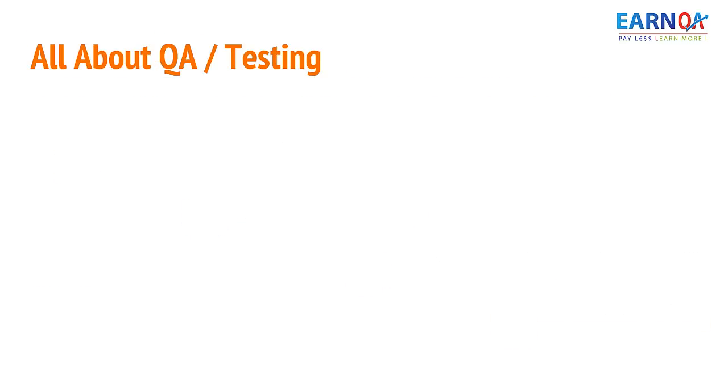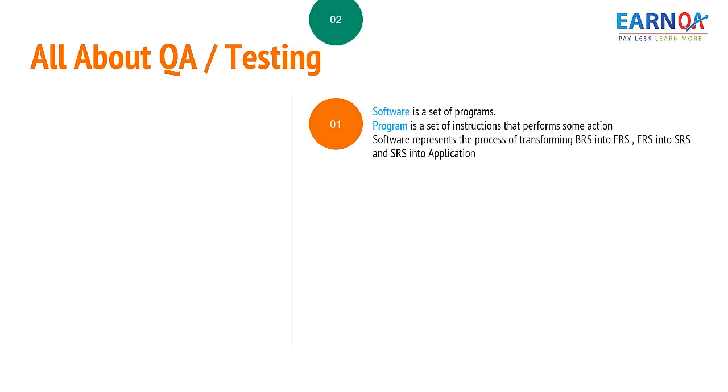So let's begin. Before we talk about testing, there are so many things that we might need to know. The first and most important thing is the software. What is an application? What is a software? Software is a set of programs, or an application is a set of modules or a set of programs. A program is a set of instructions that does a certain action. For example, if you consider Gmail, the Gmail login is a program.